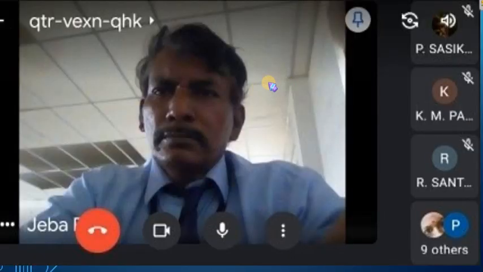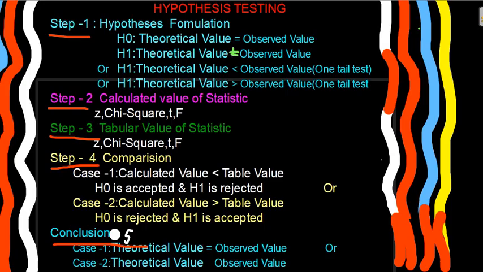If the calculated value is less than the tabular value, then we are accepting the hypothesis. If the calculated value is greater than the tabular value, then we are rejecting the null hypothesis. Now look at the screen here. If the calculated value is less than the tabular value, then H0 is accepted, H1 is rejected.